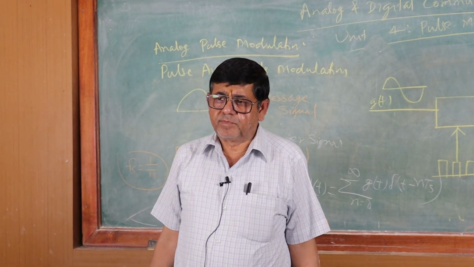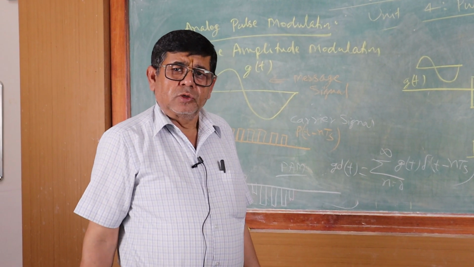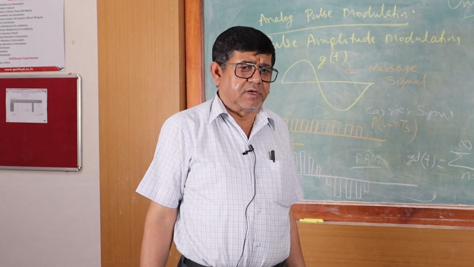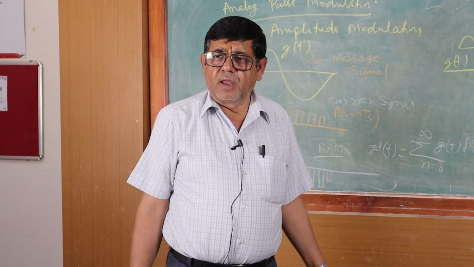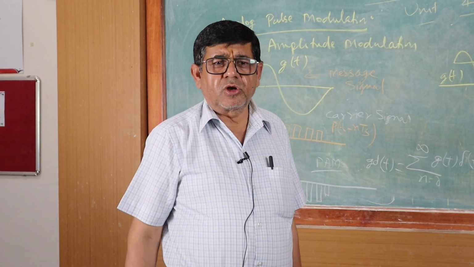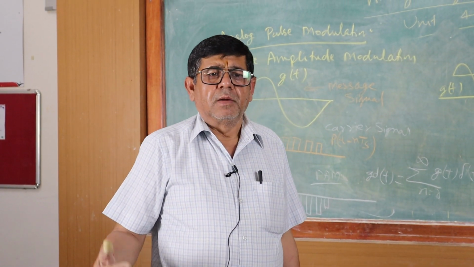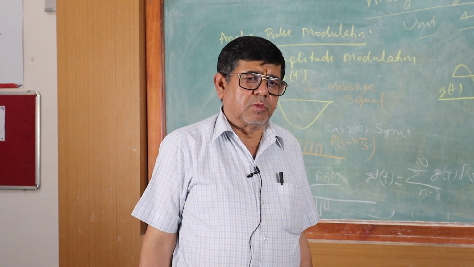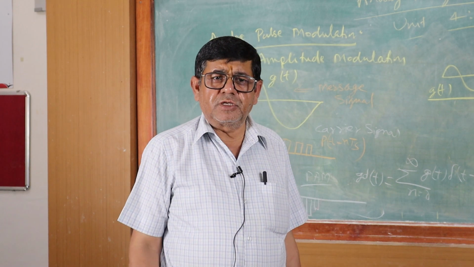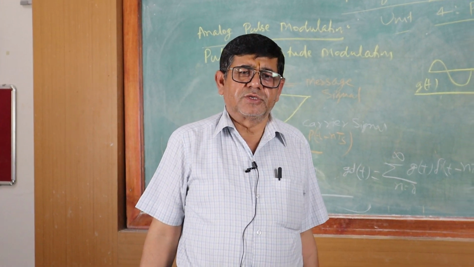Do you have any doubt? No. So shall I stop? Other things we will discuss in the next class. In the next class we will discuss another type of analog pulse modulation, that is pulse time modulation. In pulse time modulation, again we will discuss two types: pulse width modulation and pulse position modulation. In pulse width modulation, the width of the pulse will vary. In pulse position modulation, the position of the pulses will vary according to the message signal.